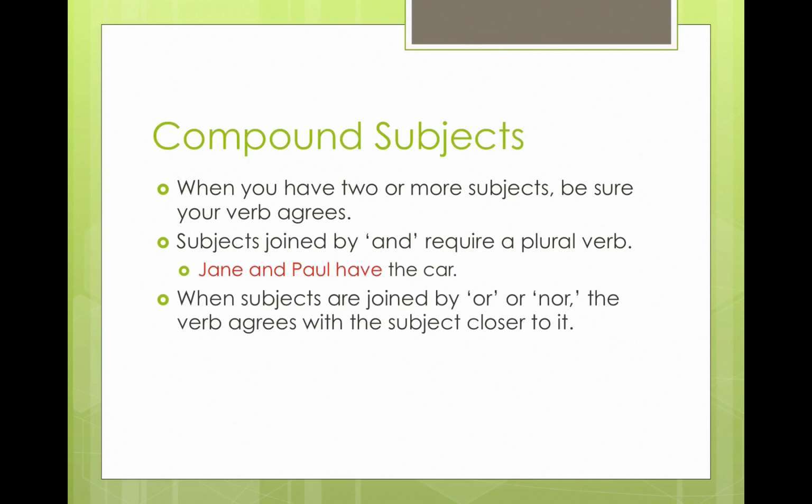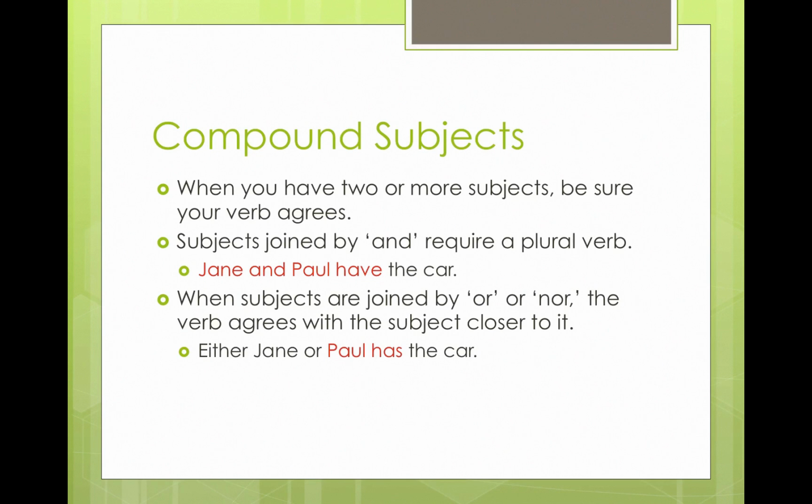All right? However, if a subject's joined by or nor, the verb agrees with the subject closer to it because or implies something different than and. And implies that things are going together. Those two things, Jane and Paul, are combined. They're one unit. Okay? Or that Jane and Paul are doing the same thing. Or and nor, you use those words when it's one or the other. Okay? So in those cases, the verb needs to agree with whatever subject came closest to it.